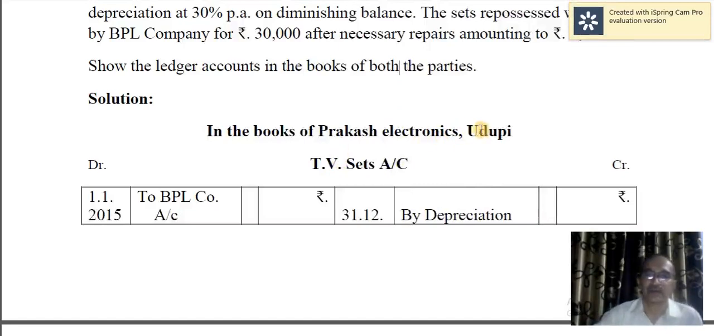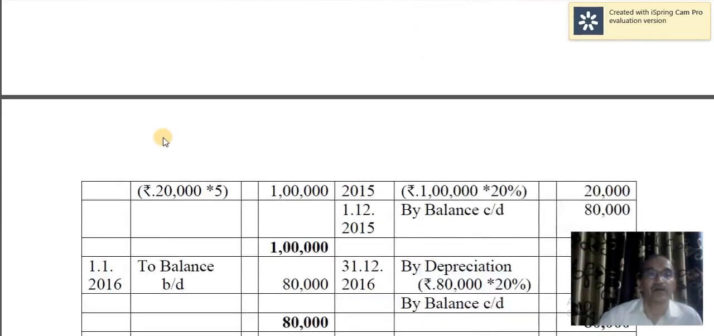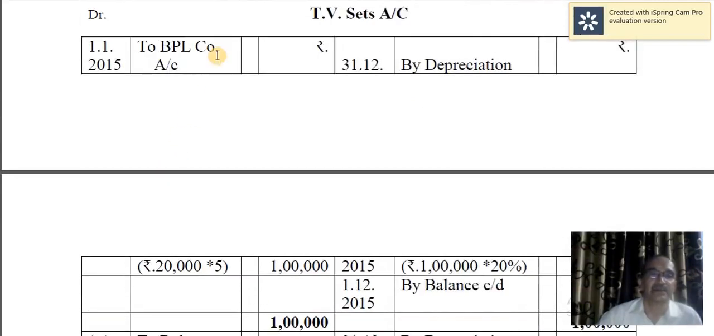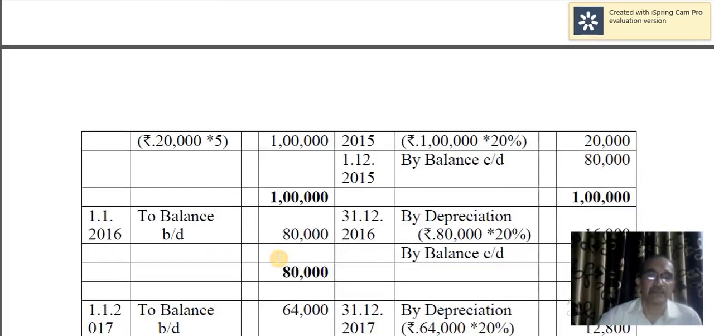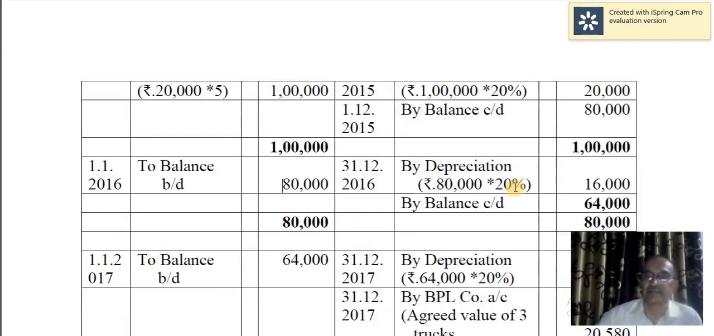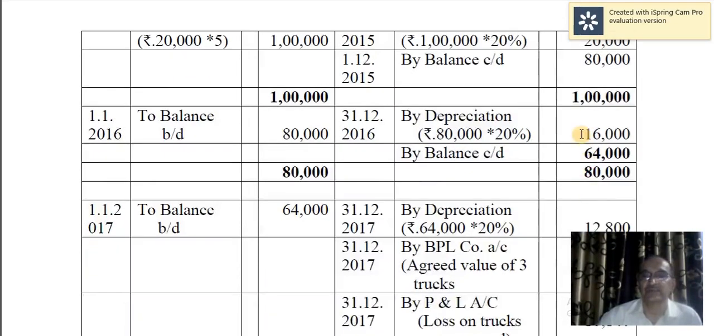So in the books of Prakash Electronics Udupi, TV sets account. Okay, first entry is TV sets account to BPL company account. 20,000 into 5 TV sets, so 1 lakh. Depreciation is at the rate of 20%, so 20,000. So balance is 80,000. Second year balance at the beginning is 80,000. Second year depreciation is 20% on this written down value, that comes to 16,000. So the balance carried down is 64,000.